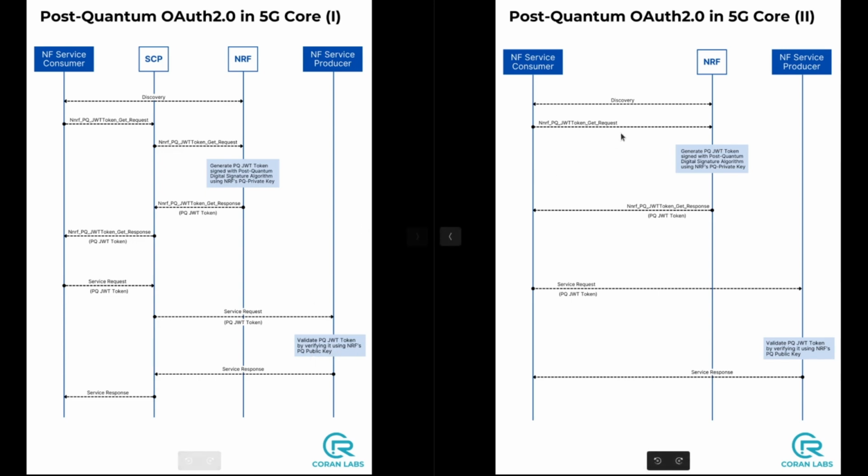Similarly, it can be done excluding the SCP, directly with the NRF, in which case the flow is the same. In this video we'll take care of this flow, and in the next video we will look at the post-quantum OAuth 2.0 in 5G core using SCP. Now let's head to the terminal.